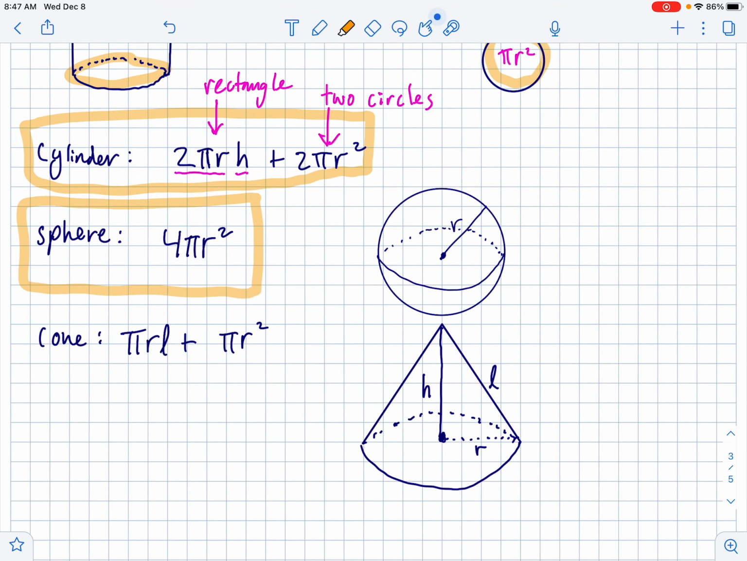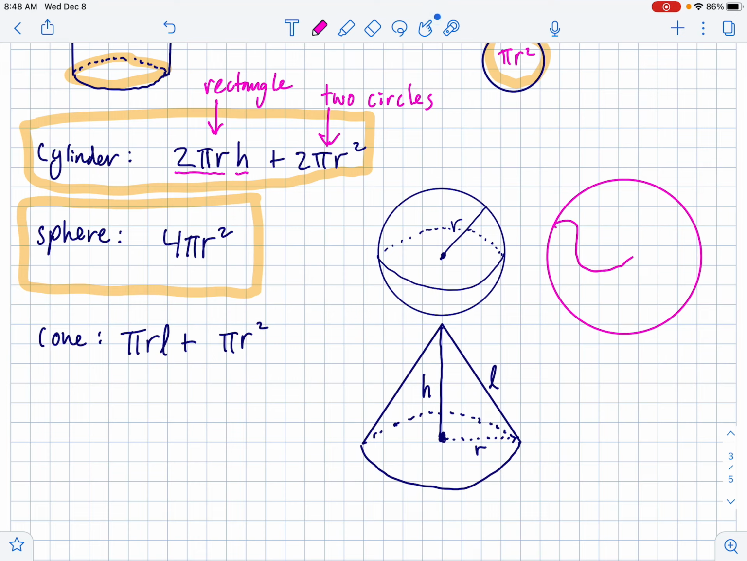The formula for a sphere is 4 pi r squared, so that's the outside of a sphere, the surface area of a sphere. The way I remember this is I always think about if you've ever seen a baseball, they kind of look like this. Something like, oh wait, I'm doing it wrong. Whoops.